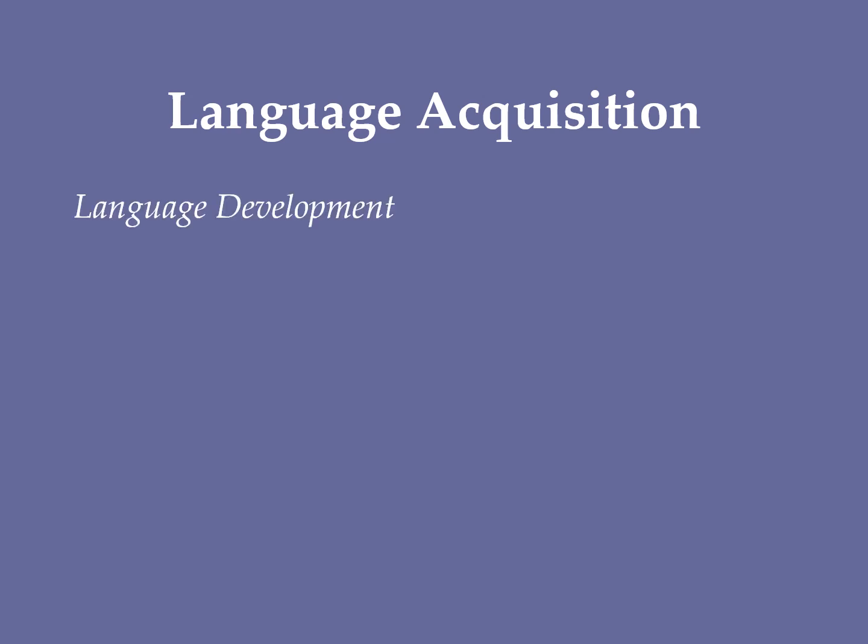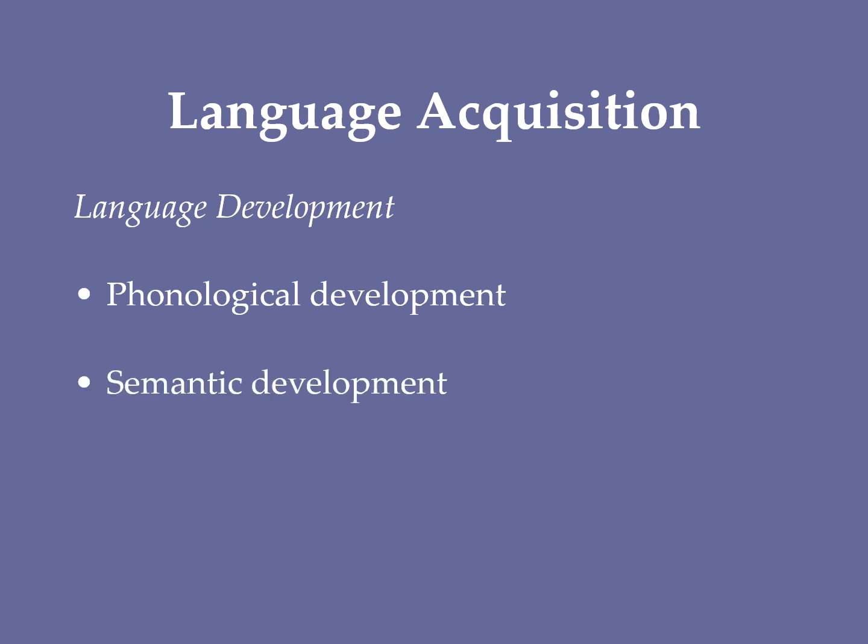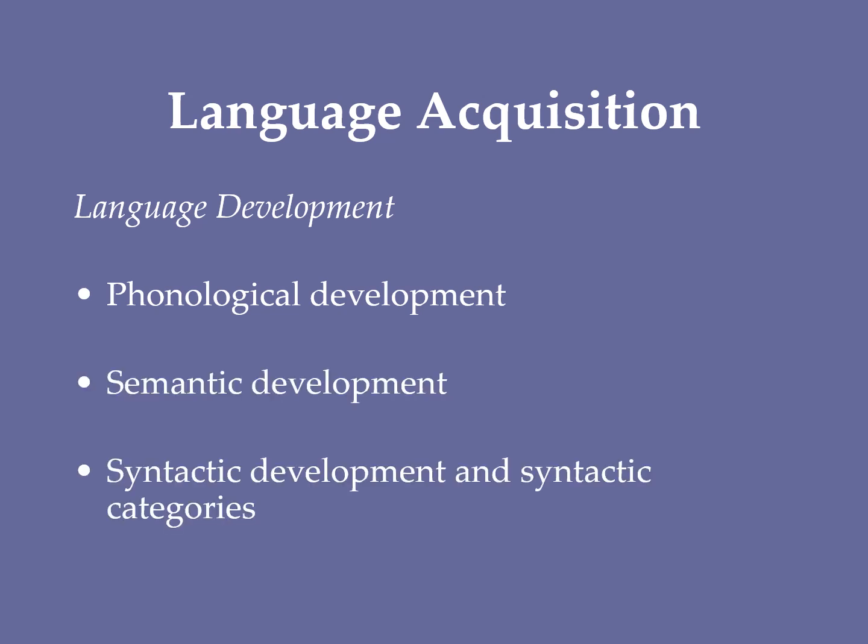So for language acquisition, you have language development: the phonological development, semantic development, and the syntactic development in syntactic categories. So from babbling to full sentences, we learn what things mean, so semantics, and acquire concepts. We learn the syntax of our language.